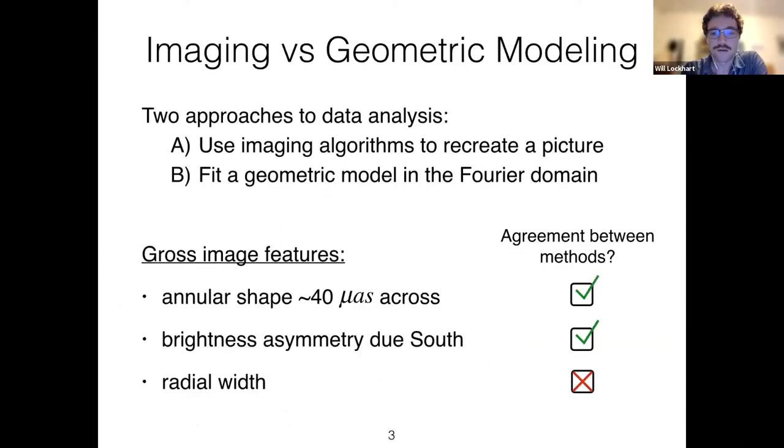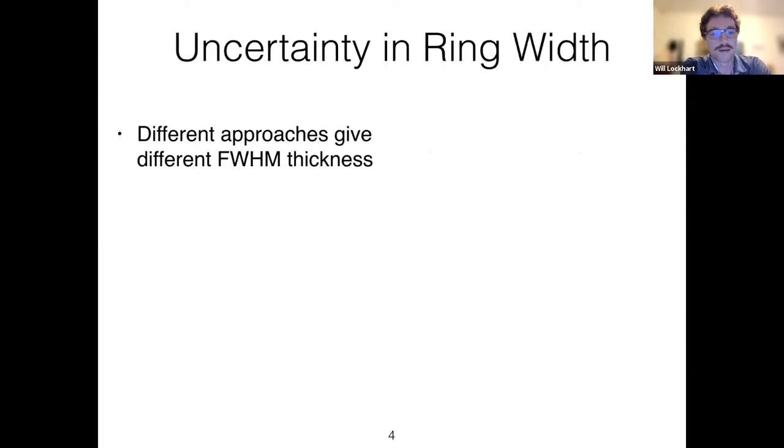As far as the data analysis is concerned, as Sam mentioned, there are two overall methods of modeling. One we refer to as imaging, and the other is geometric modeling. And the EHT collaboration did both. In terms of the gross features of the image, there are two that are very robust: the annular shape of about 40 microarcseconds diameter, and a clear brightness asymmetry where the brighter side is toward the south. The next natural question in our mind is the ring width, on which, as we already saw, there is not necessarily agreement between these methods. So that's what we're interested in probing.